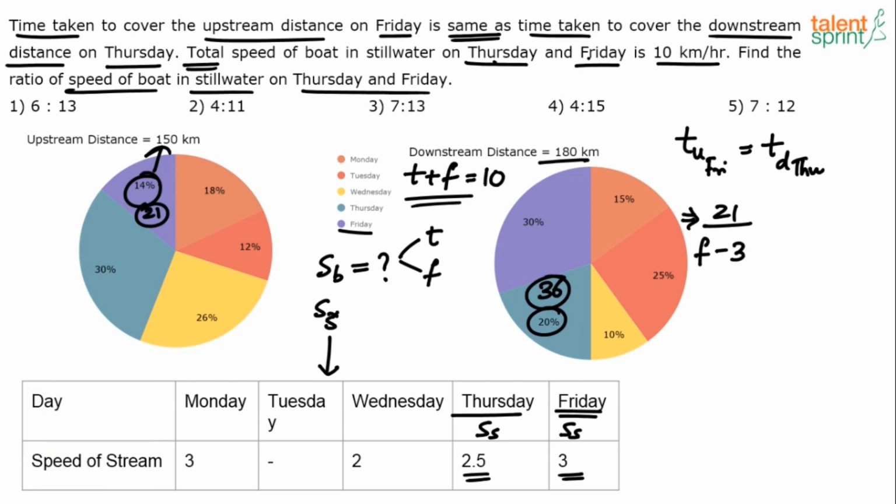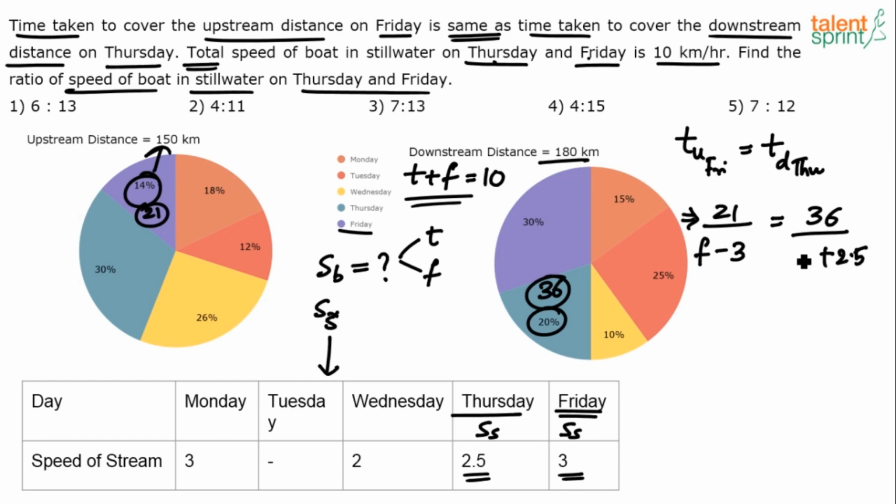The time taken to cover the upstream distance on Friday equals the time taken to cover the downstream distance on Thursday. The downstream distance on Thursday is 36. Time is distance by speed, so distance by speed. Now what is the speed on Thursday? Since it is downstream, speed should be taken as speed of the boat plus speed of the water. The speed of the water, or speed of the stream, is 2.5. So plus 2.5.